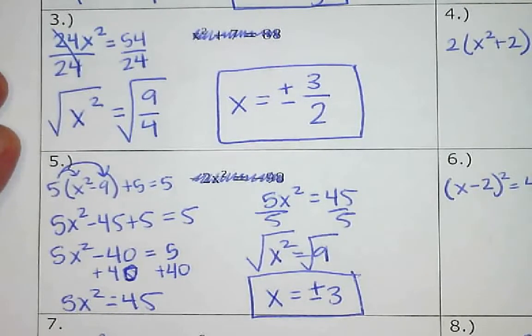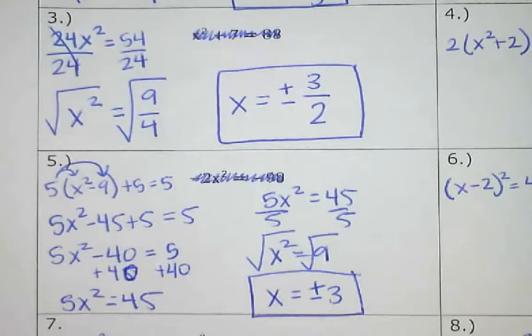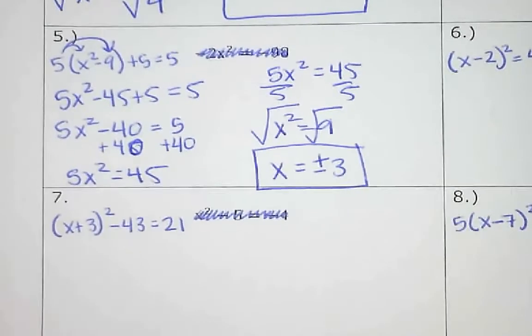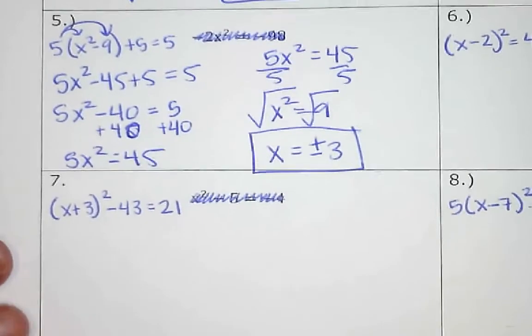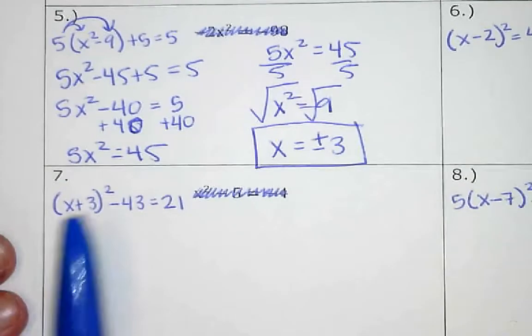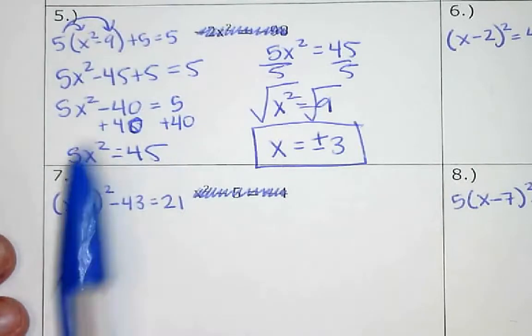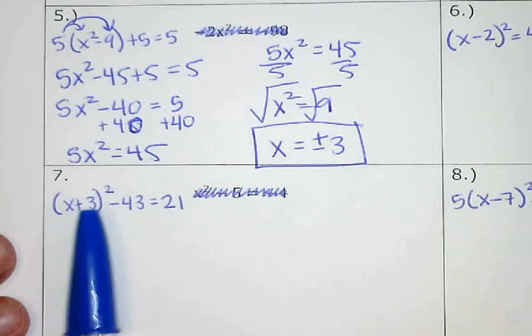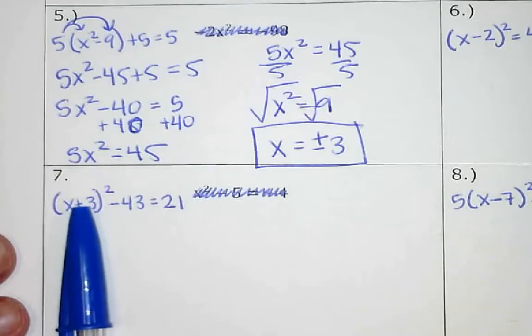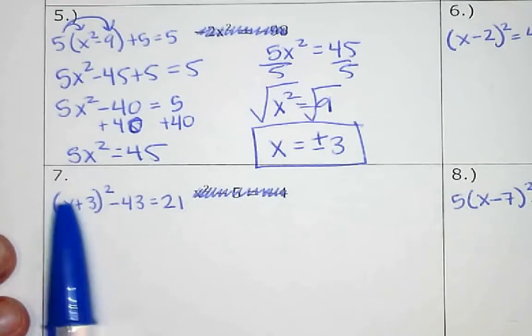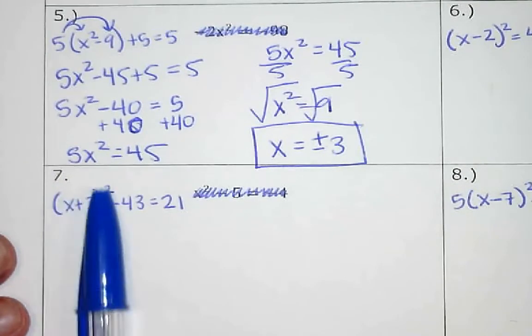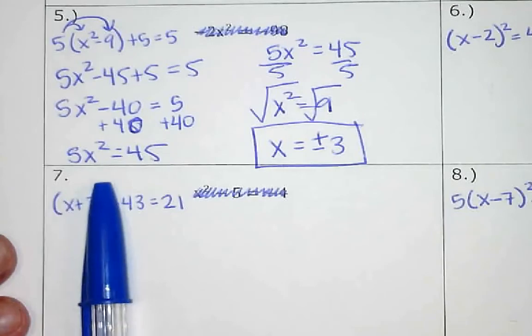Yes? Awesome. All right. Now, number 7. Now, guys, we don't have an x squared term, do we? Like we did on 1, 3, and 5. Now we have a squared binomial. So, guys, what we want to do is isolate this squared binomial. So we are going to treat this guy like it's one little thing. We're going to keep it all together.